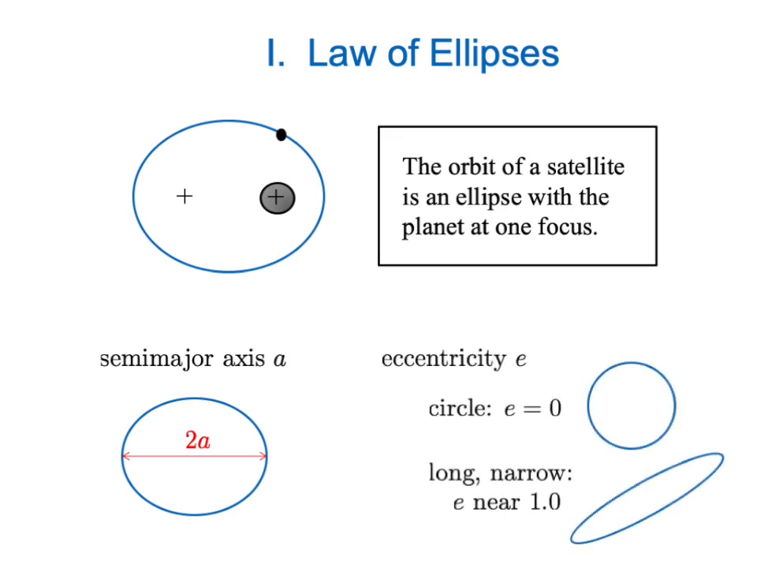And then there's the parameter that tells you the shape of the ellipse, how flattened is the circle, and that's called the eccentricity of the ellipse. A circle has an eccentricity 0, and if you have a really long, narrow ellipse, the eccentricity is a number near to 1. For an ellipse, the eccentricity is always between 0 and 1.